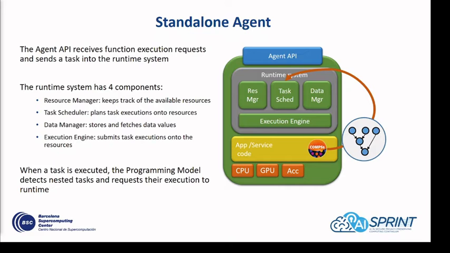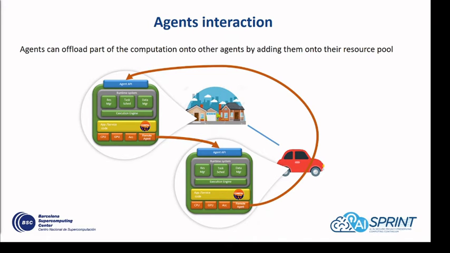Finally, when the task starts executing on a local device, the programming model acts, detects nested tasks, and requests their execution to the runtime system. So an agent can offload tasks onto another agent. The only thing that needs to be done is to add the remote agent into the resource pool of the first one, indicating which protocol should be used to interact with it, REST or the proprietary protocol. Then the task scheduler will consider offloading tasks onto that agent and submit tasks only if it's worth it.